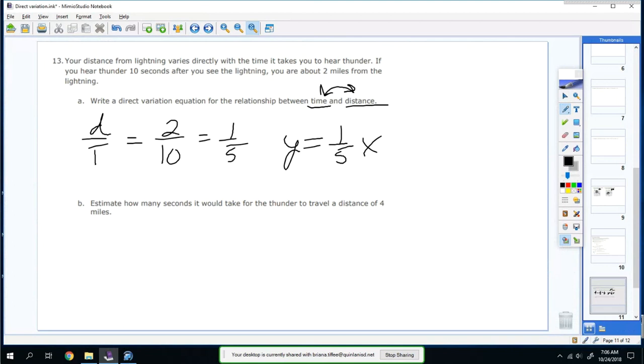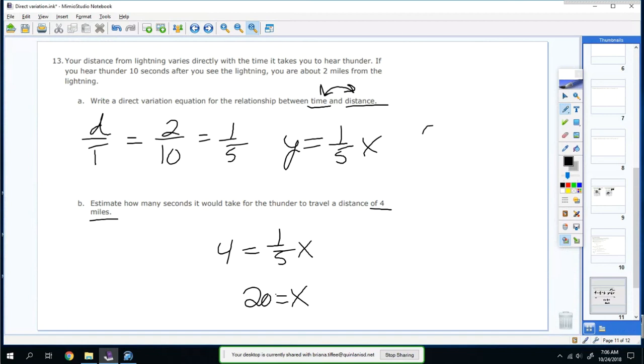Then it asks what would be the time for 4 miles. So you would plug it in. It'd be 4 is equal to 1/5 x. You divide it, we'll actually be multiplying by 5. So then it'd be 20 equals x. So it'd be 20 seconds. And you'll get the same answer even if it's flip-flopped.